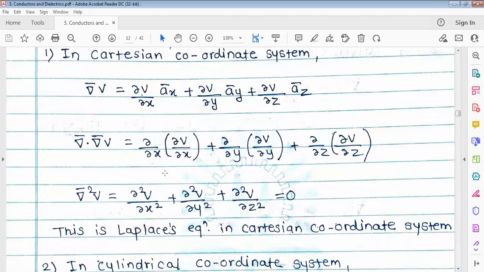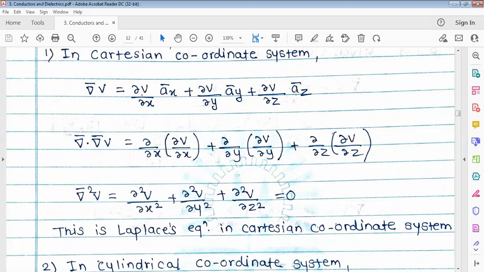It is a dot product. So if you multiply by del dot, del is ∂/∂x into a bar x plus ∂/∂y into a bar y plus ∂/∂z into a bar z. That is only del. And take its dot product with this del into V. So if you take the dot product, just tell me, will it be a scalar quantity or vector quantity?